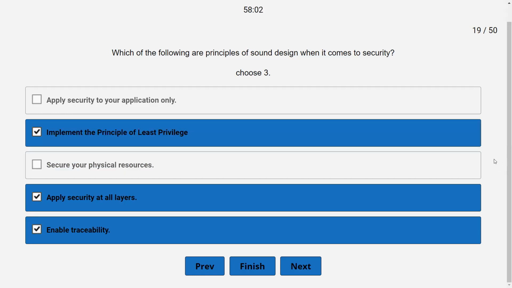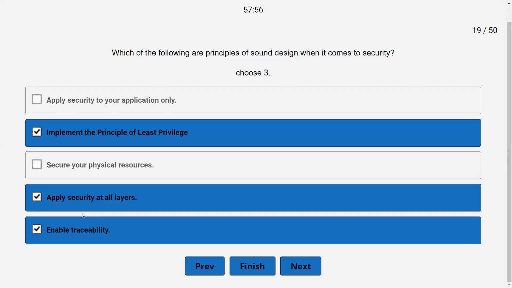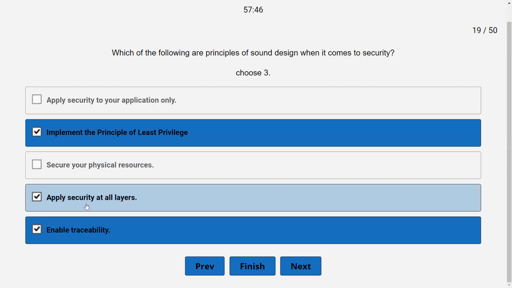When I was explaining the security pillar of the well-architected framework, I remember saying these two things: applying security at all layers and also enabling traceability. Traceability is when you log, monitor, and audit every action that happens in your infrastructure. Applying security at all layers means you don't say this one is not needed, so we will not secure it.